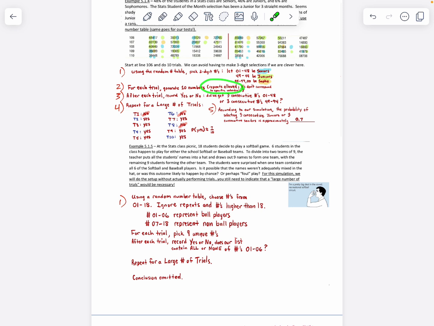That's a really important difference between when we're using percentages and just letting the numbers represent a percent versus when the numbers represent specific people. We are going to ignore repeats. Anyways, let's let numbers 1 through 6 represent our 6 students who happen to play baseball and softball, and let numbers 7 through 18 represent everybody else. Could I have done numbers 1 through 12, the non-players? Yes, I could have. That also would have been correct, but it would have given us probably different results, and that's okay. Still correct.